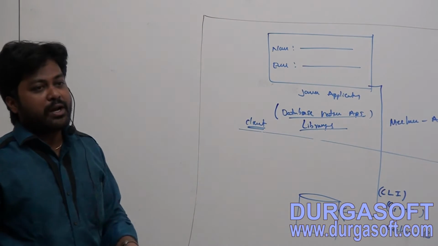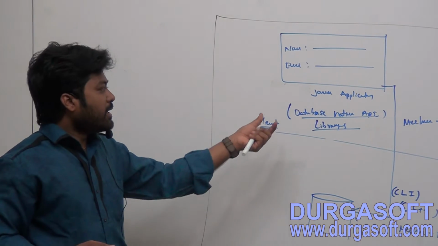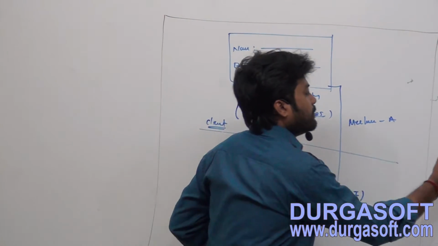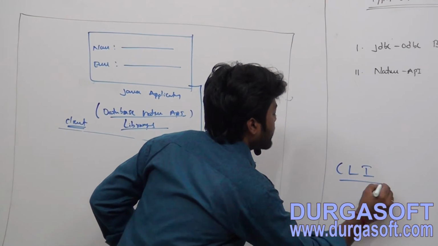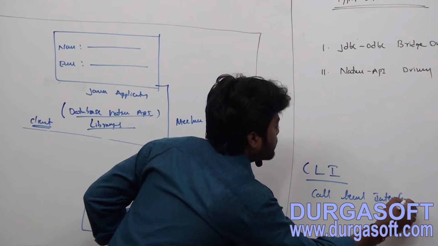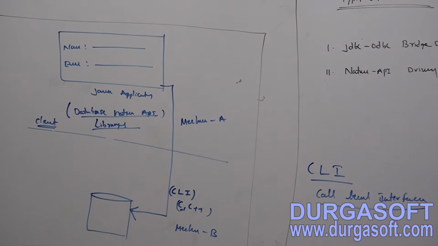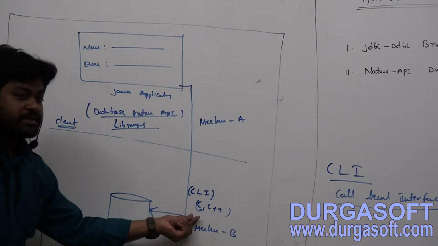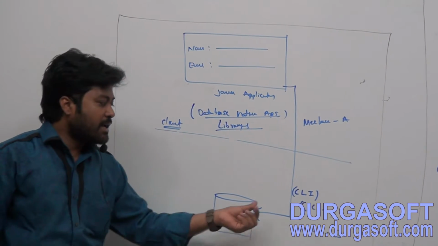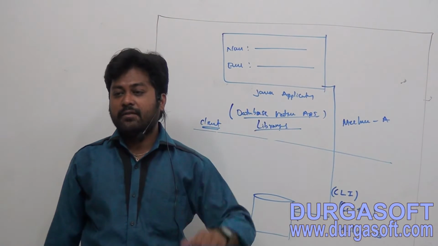And compared with type 1 driver, JDBC-ODBC driver, it will give better performance. Okay, directly your Java application will talk with whom? It will talk with CLI, means call level interface. This call level interface is useful for talking with C or C++ functions. When your Java application wants to talk with your database vendor's C functions or C++ functions, by using this call level interface, it will talk with these functions.